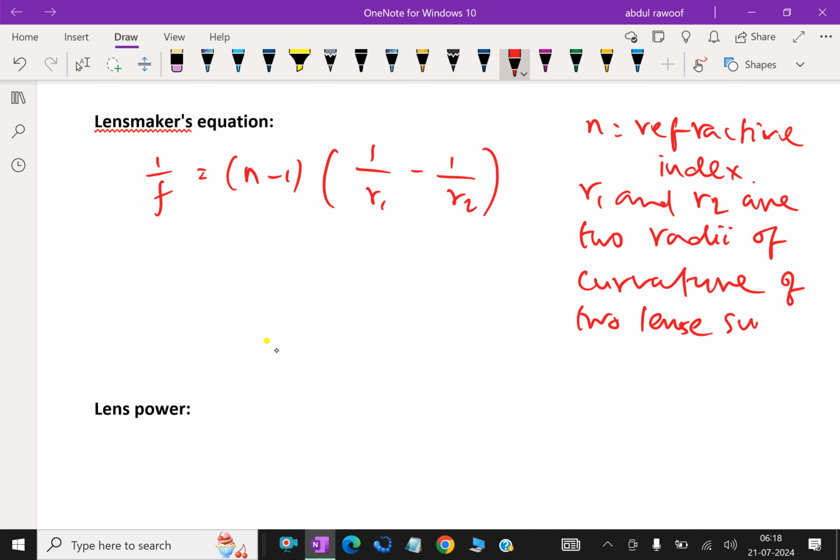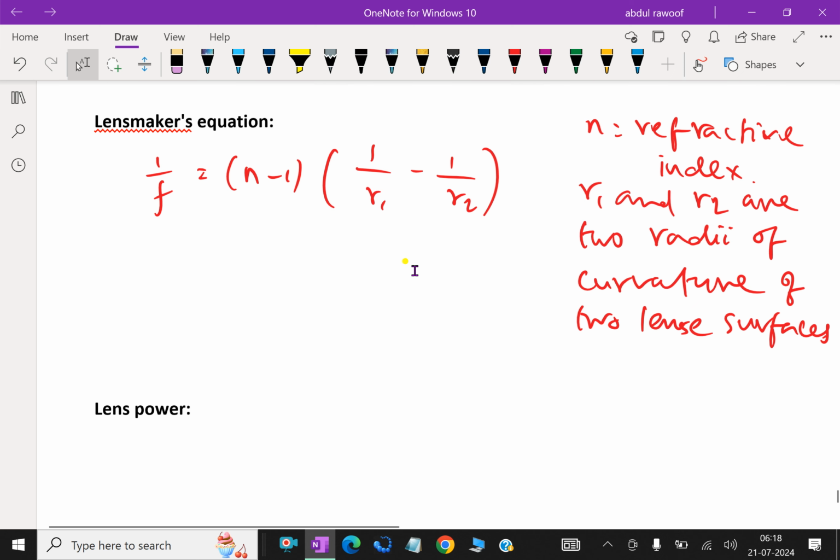Lens surfaces, because one lens has two surfaces. These are r1 and r2. Mostly r1 and r2 won't be equal. Next one, if a lens with refractive index n1 is immersed in a material with index n2, then n in the lens maker's equation is replaced by n1 over n2.